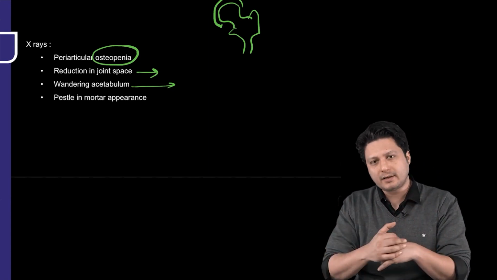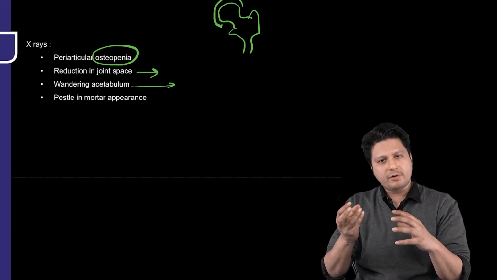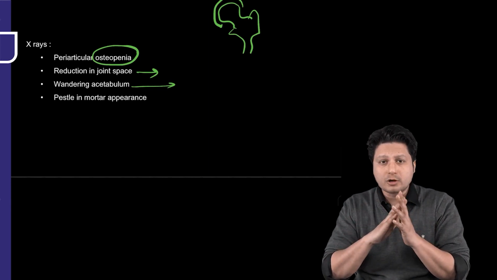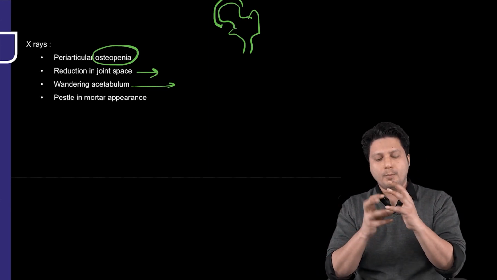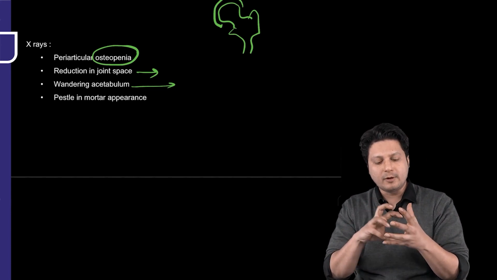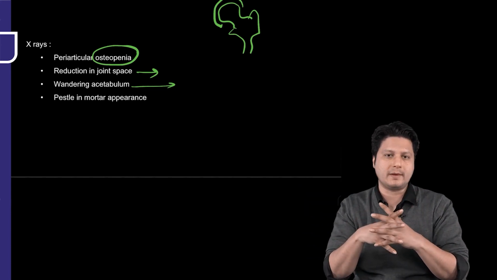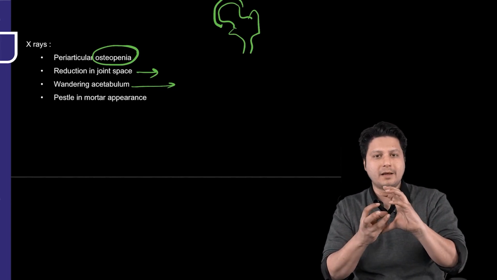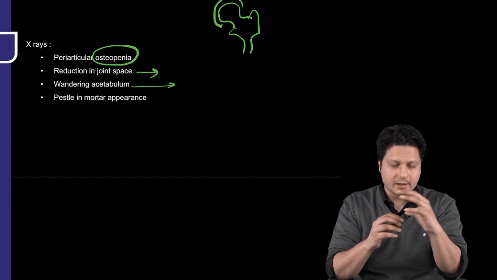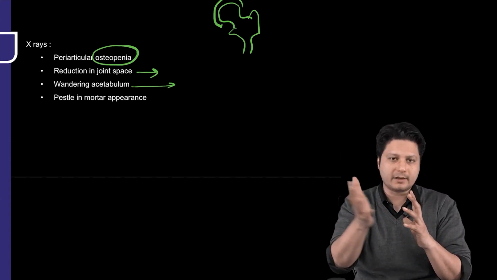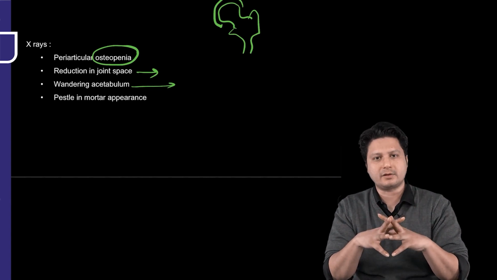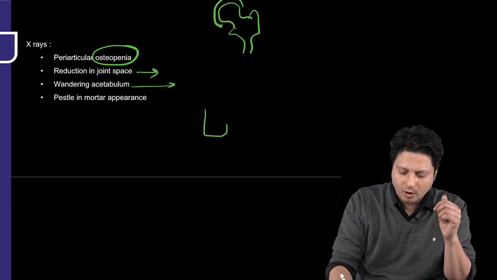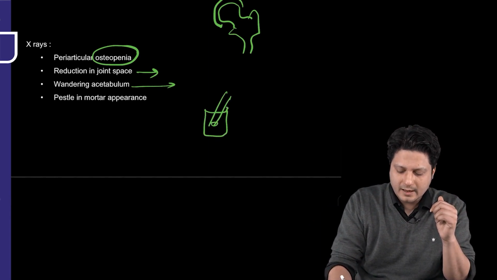And what is happening in this wandering acetabulum? That is, when the head of the femur becomes too small, then the congruency between the two is not matched. So the two bony surfaces, there will be no matching as far as the articular congruency is concerned. So it seems like the acetabulum is looking for the head of the femur. Acetabulum is looking for its periarticular confines. All right. Wandering, it is locating for the head of the femur. So that is wandering acetabulum. And finally, pestle in mortar appearance, because the head of the femur becomes too small, it appears like a pestle in the acetabulum, that is the mortar.